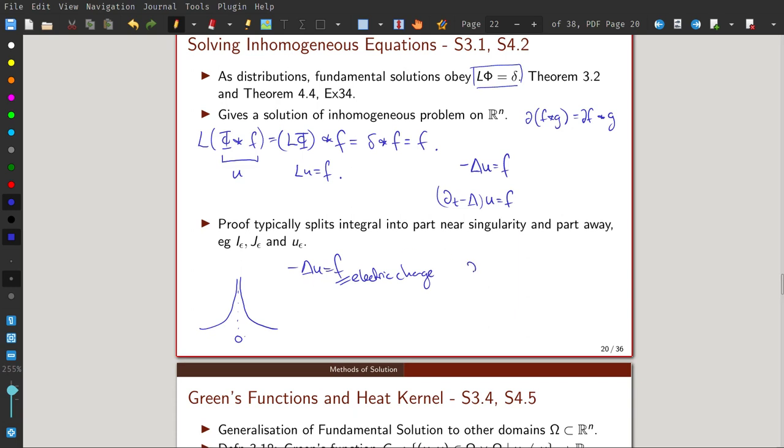And in the heat equation, U is the temperature, and F is a heat source that's being applied to the domain, like a flame or a cooling source or something like this. So the fundamental solution is, if you imagine, the electric field corresponding to a single point charge, a single electron, or it's the temperature that results in a body if you just heat the body at one single point with a constant amount of heat.